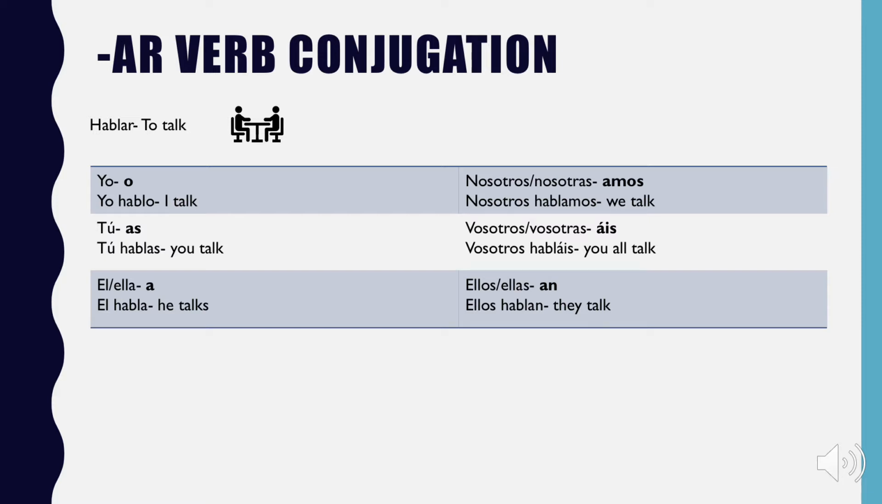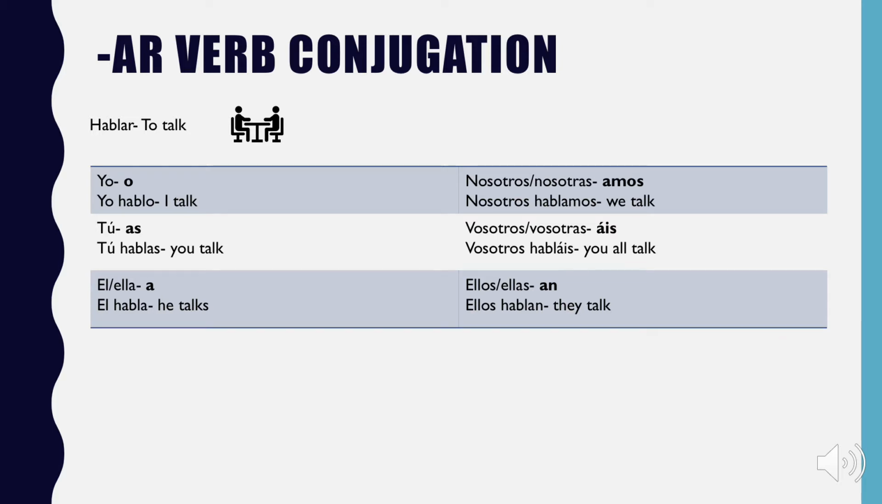For the tú form, we replace the AR with AS. So everyone say tú hablas, you talk. In the él or ella form, the ending is just an A. So everyone say él habla, ella habla. That would be he or she talks.